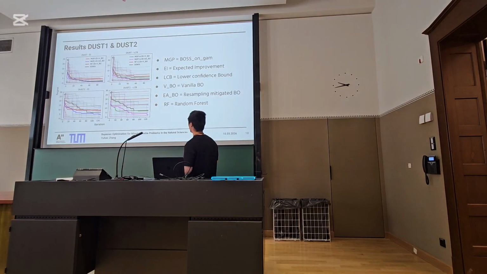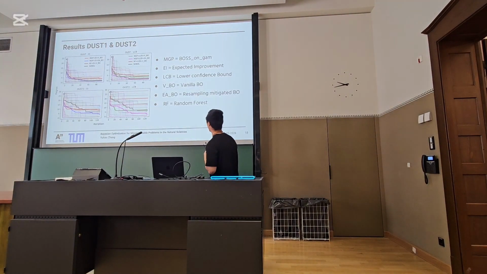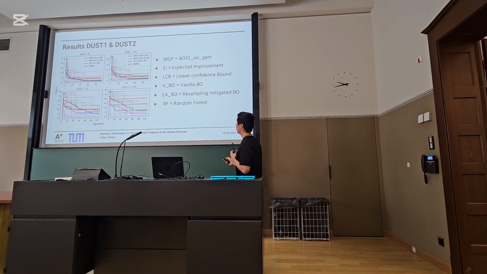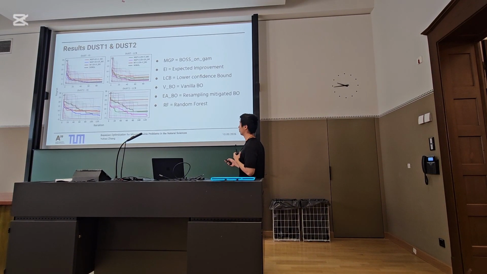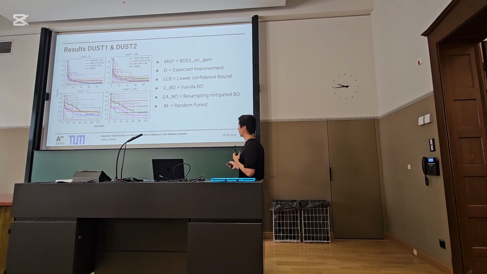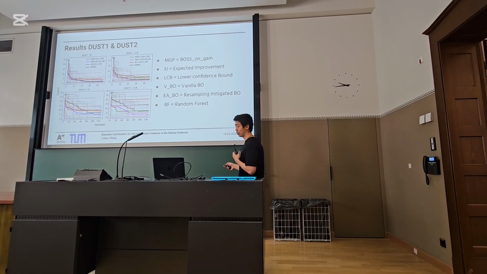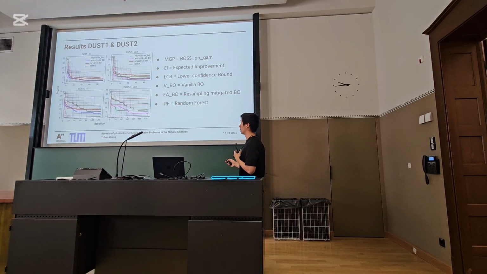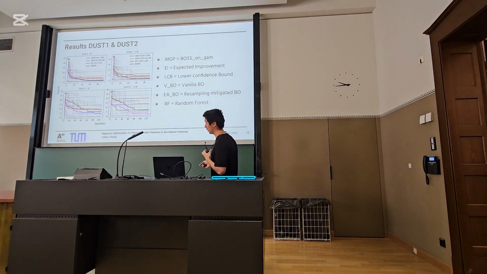And now to the dust results. So we chose this best model, the MVP, and we then used our resampling mitigated BO to compare to Sobol, a vanilla BO without the mitigation, and random forest surrogate BO. And you can see that with this resampling mitigation, our model converges to lower values, especially in the dust2 case, which is more complex. It's interesting to see that Sobol offers very competitive results because it is such an easy space.